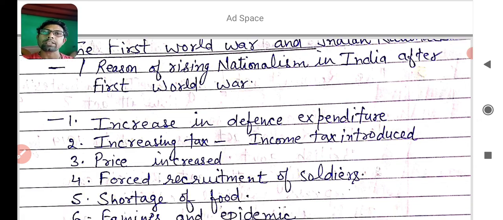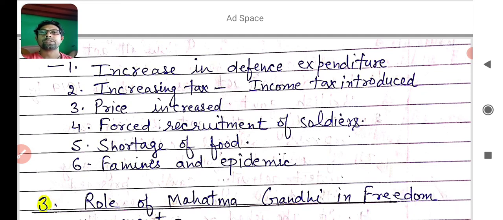And the next is price increase. Prices were also increased in India because, due to the taxes and due to defense expenditure, there was a price hike. So that's why people were blaming the British government, or colonial government, for increasing the prices.